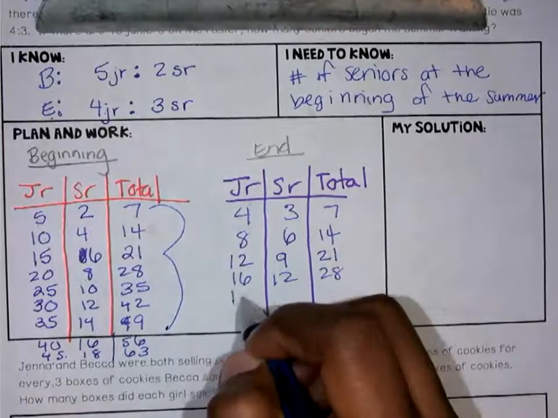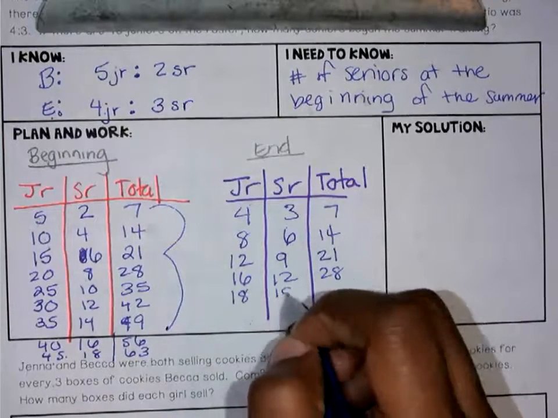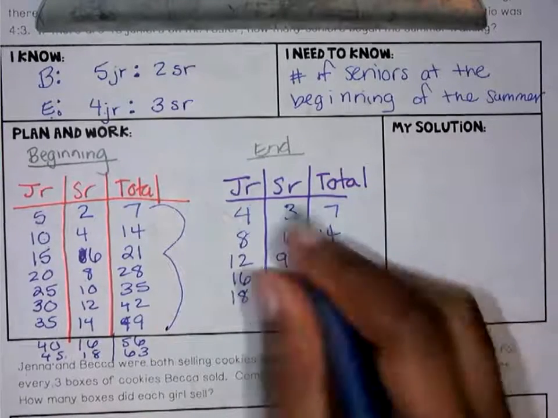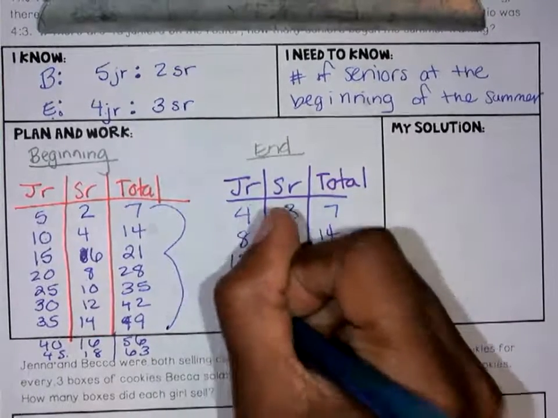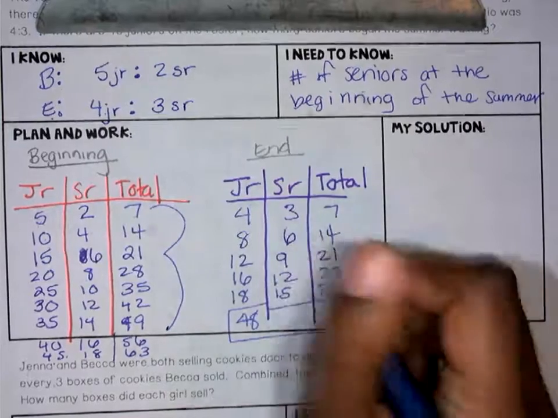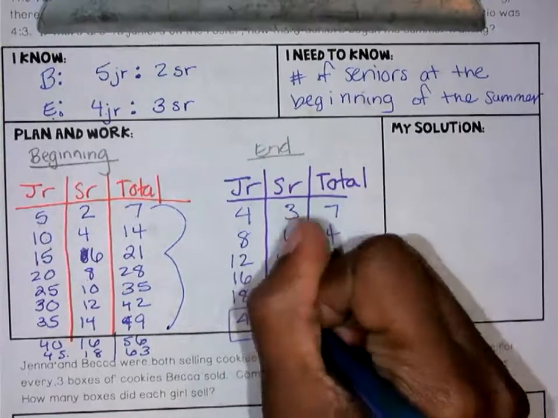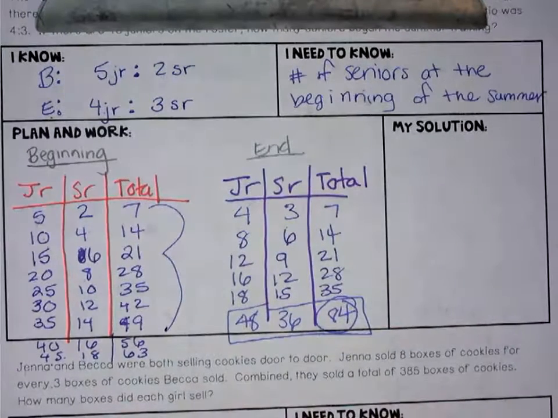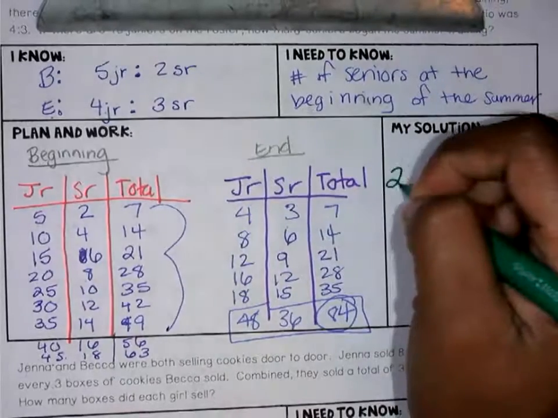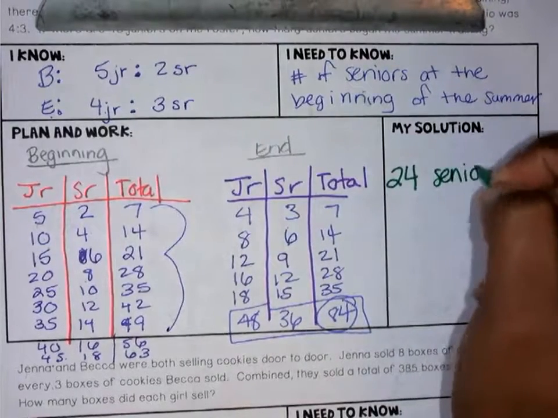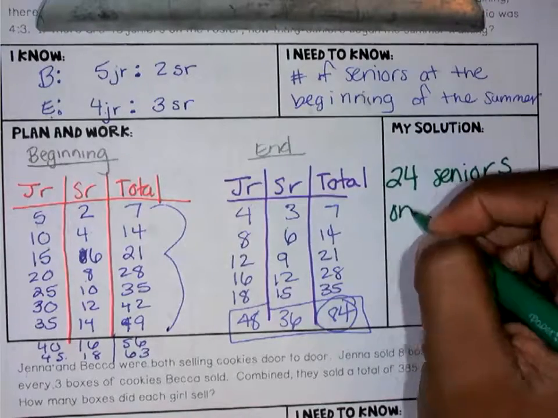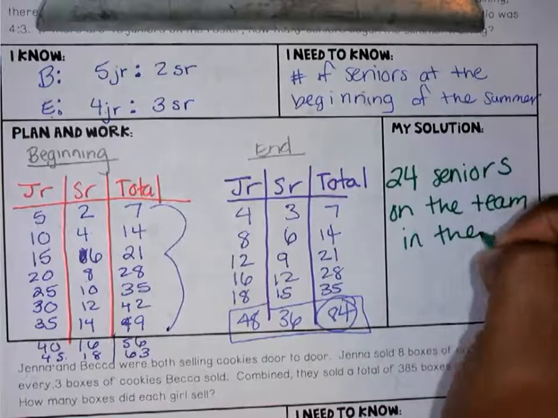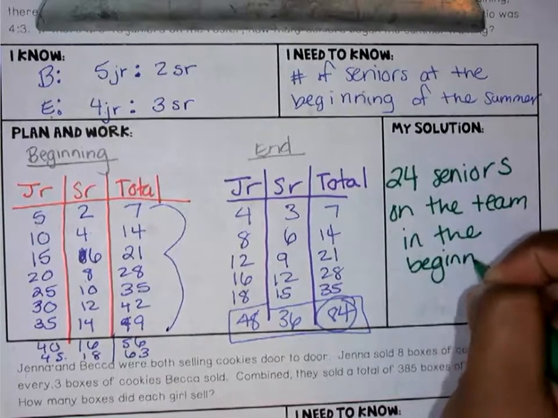So now you have 18, 15, you have 35. So if you were to continue it, you would stop when you get to 48. You'll have 48, and you'll have 36, and you have 84 total players. So the solution is 24 seniors on the team in the beginning.